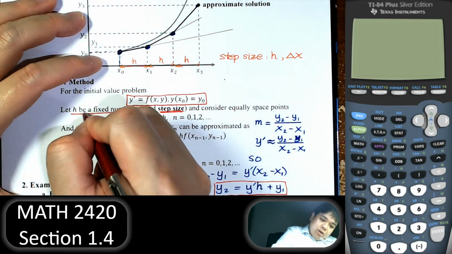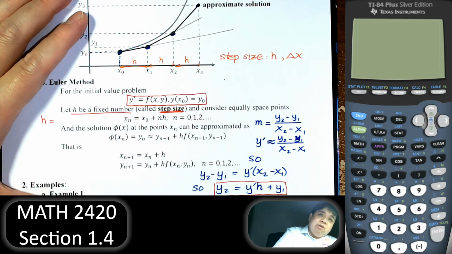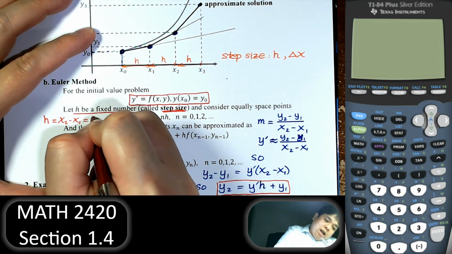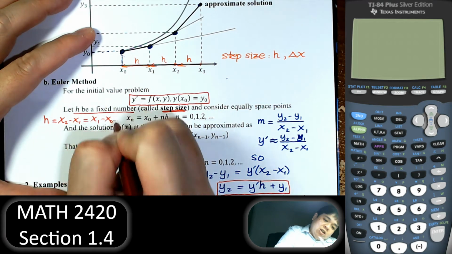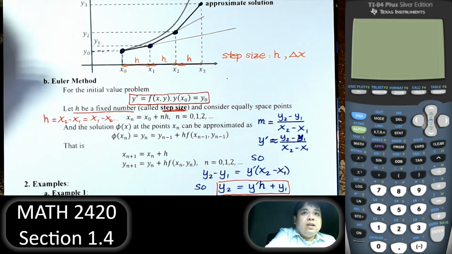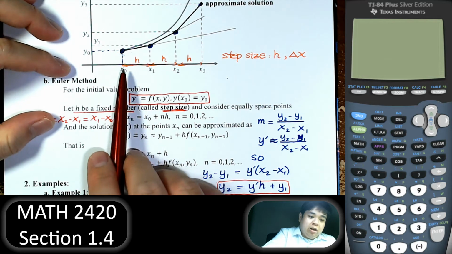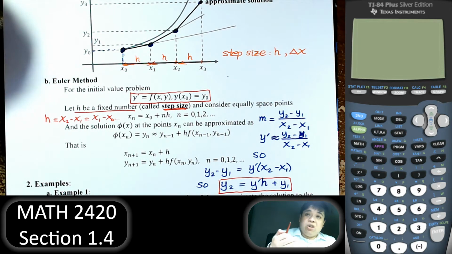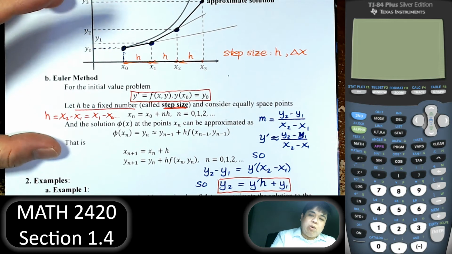And so h is the difference of consecutive x, so x2 minus x1, x1 minus x0, and so on. So the difference between consecutive x values is called the step size, or h. So that's what we have.